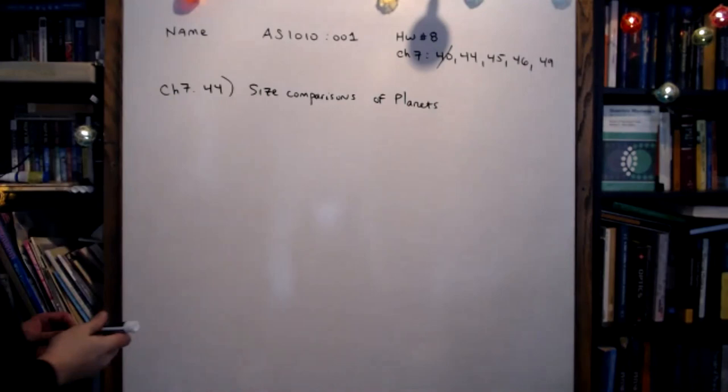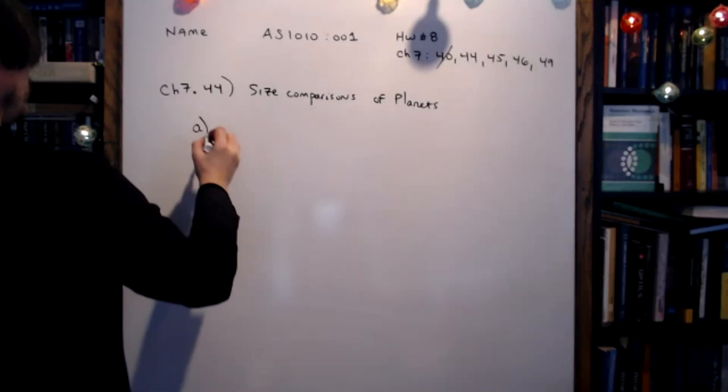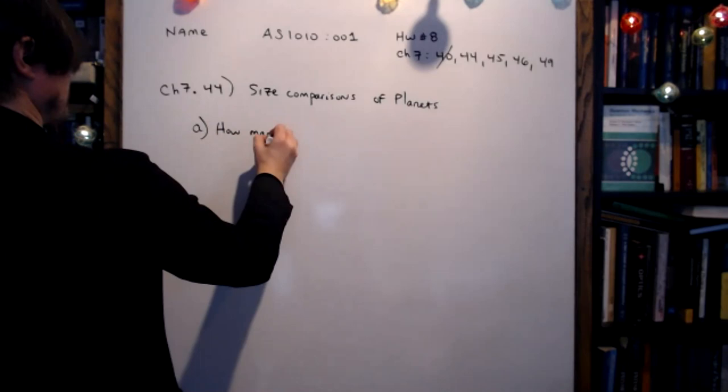Size comparisons. How many Earths could fit inside Jupiter, assuming you could fill up all the volume? How many Jupiters could fit inside the Sun? And the equation of the volume of a sphere is V equals 4/3 pi r cubed.